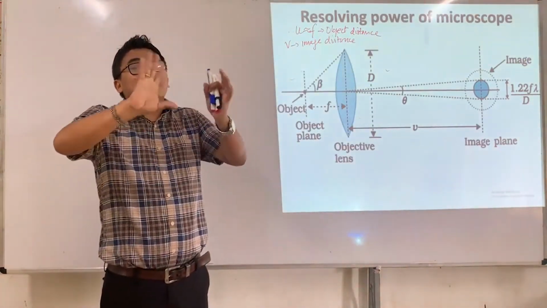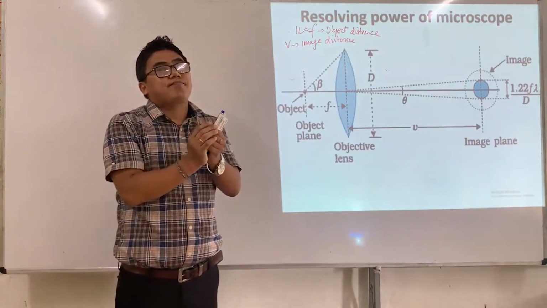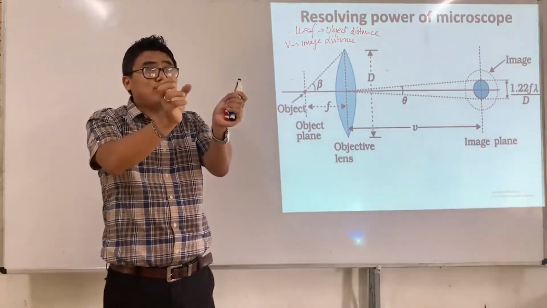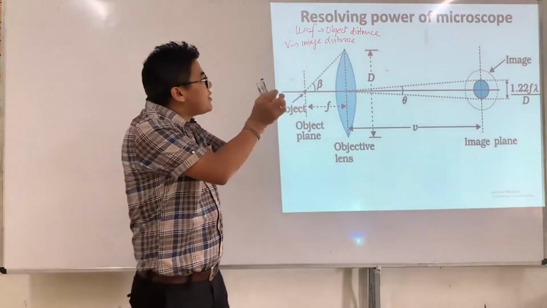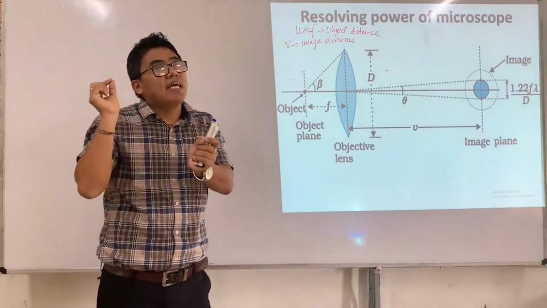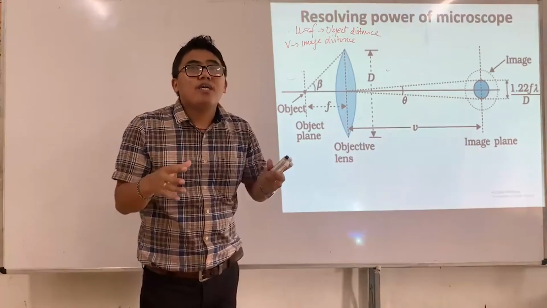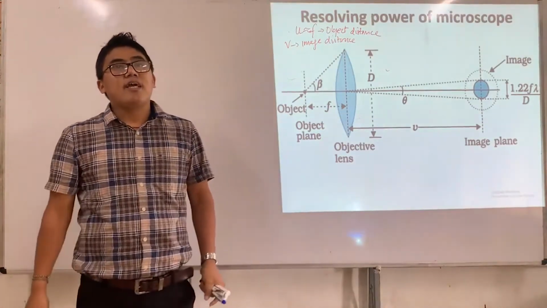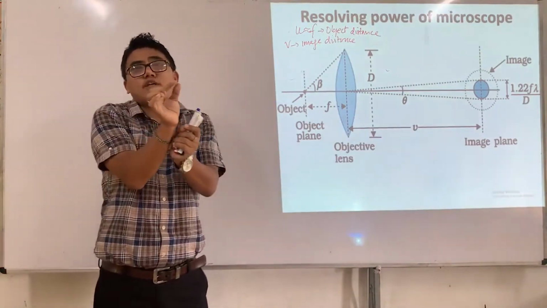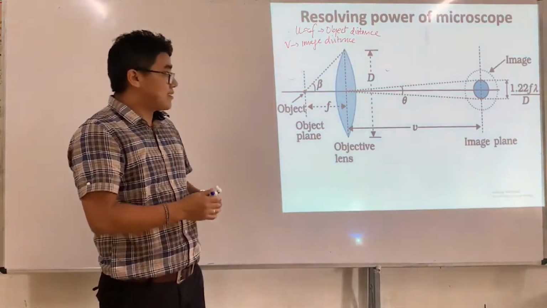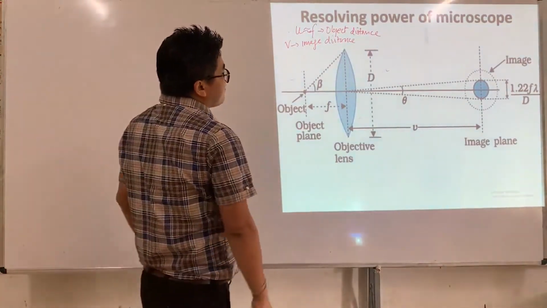Let's say we are going to take the image. If we are able to distinguish, if we are able to separate two images of two microscopic particles, then we say that we resolved. If we could not, then we say that we could not resolve two microscopic particles. So that you should keep in mind. Very, very important, right?